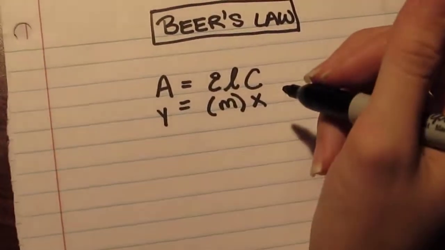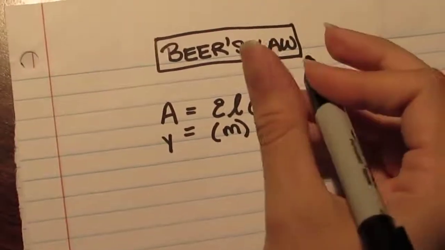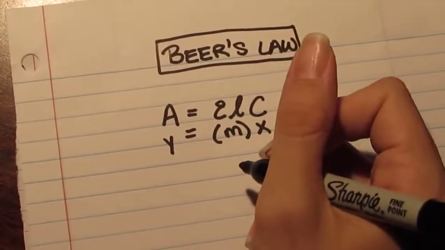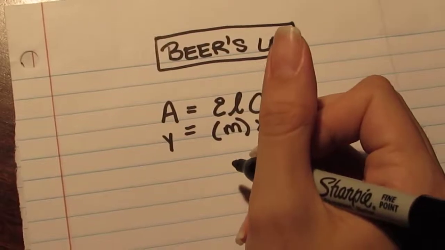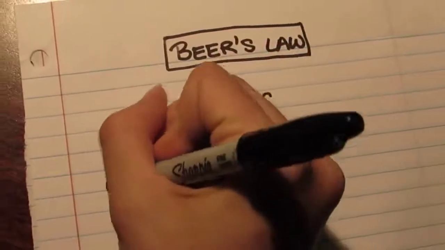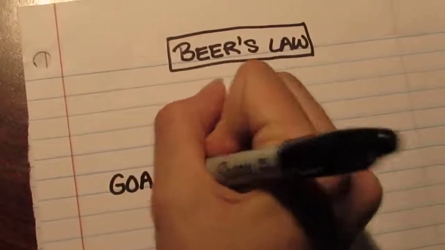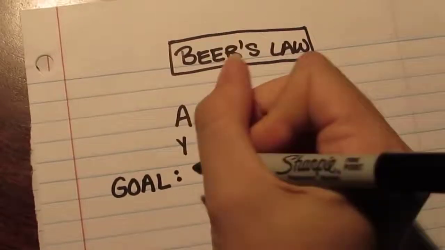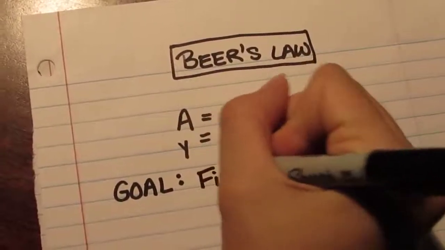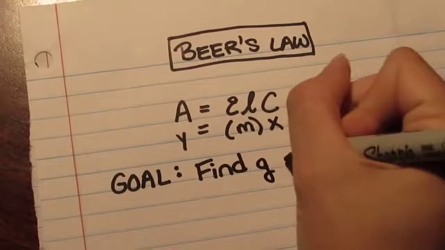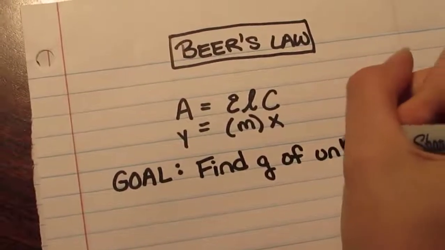So the main goal that we're interested in was finding grams of our unknown dye. So we needed to know the grams in our unknown dye. That is our main goal here. So everything we do subsequently from now is for this goal, to find the grams of our unknown dyes.